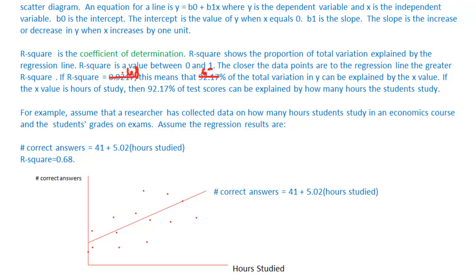68, does that look like an 8? 68% of the total variation in our case, test scores or correct answers, can be explained by hours studied, the x value. So if the x value is hours studied, then 68% of test scores can be explained by how many hours a student studies. Well, that's pretty high. And if this had been 92.17, like I crossed out, that would imply over 92% of how well you do on the test is explained by how much you study.